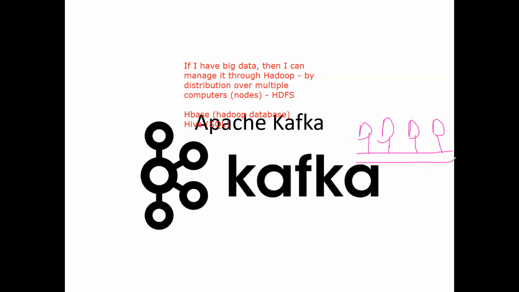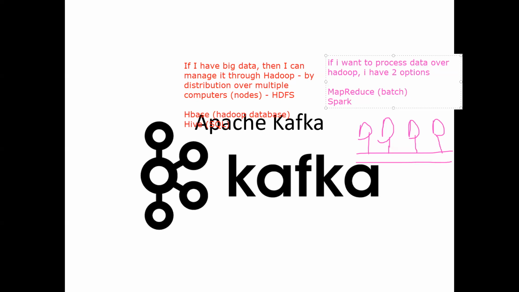So if I want to do anything, let me just write them down. If I want to process data over Hadoop, I have two options. One is MapReduce and the other is Spark. Mostly I have these two options. MapReduce is basically for batch level data. Batch means a collection of data points. For example, 10,000 ka batch hai. So I give one whole batch to the MapReduce system and it processes that.